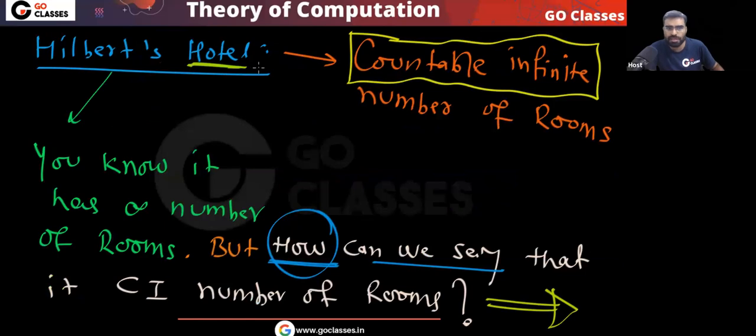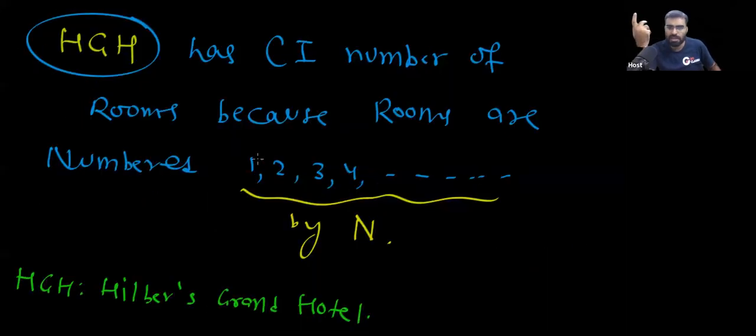See, you know that Hilbert has this Hilbert Hotel. It has an infinite number of rooms. But when I say infinite, it can be uncountable also. You might be thinking, sir, it can be uncountable also, so how can we say it has countable infinite? Because rooms are numbered. These are the rooms 1, 2, 3, and so on. So that is the reason. Remember, this Hilbert's Grand Hotel has a countable infinite number of rooms.